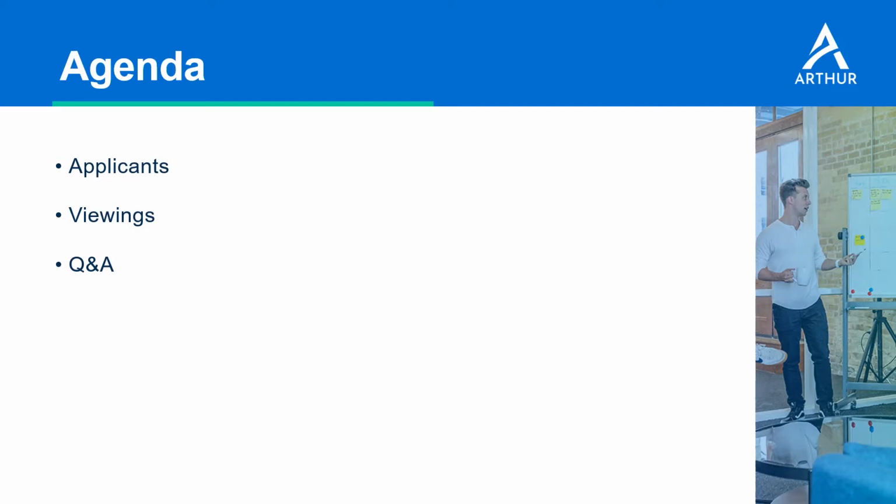Okay, so the first thing we're going to have a look at is applicants. An applicant is essentially a contact with details about themselves in your system. So there are several different ways an applicant can get into the system. We're just going to have a look at that now.